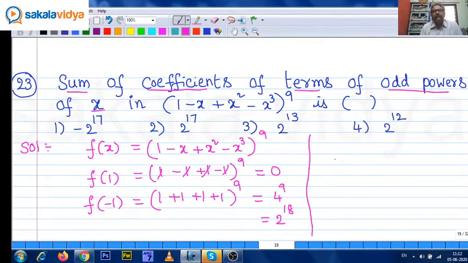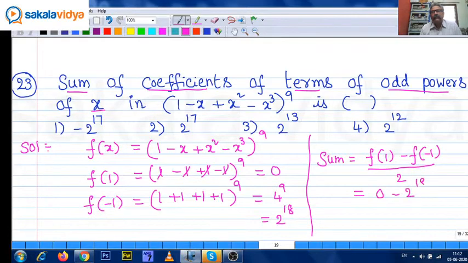Now the required sum. Required sum is equal to f of 1 minus f of minus 1 by 2, which is 0 minus 2 to the power of 18 by 2. This will be minus 2 to the power of 18 minus 1, that is 17. So first option is the right option.